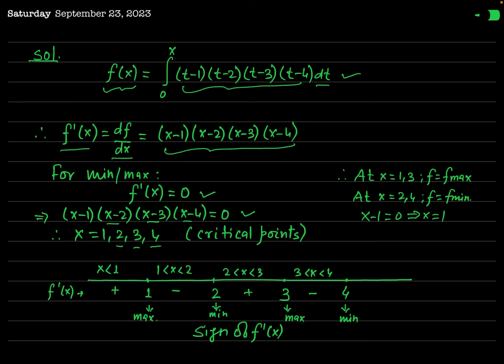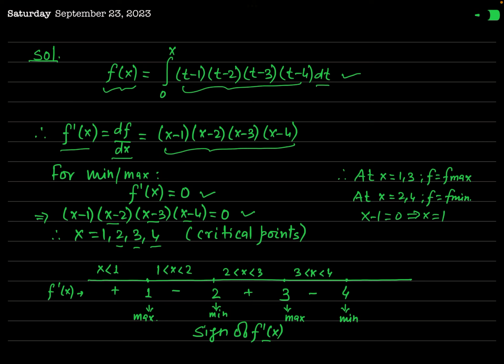But now among these 4 points, at which point our function is maximum and at which point our function is minimum, that can actually be decided by 2 methods: by the second order derivative test or by the sign scheme of f dash of x. Both concepts you have learnt earlier.